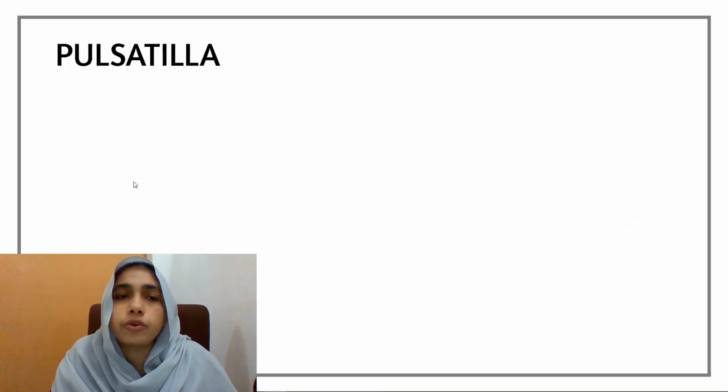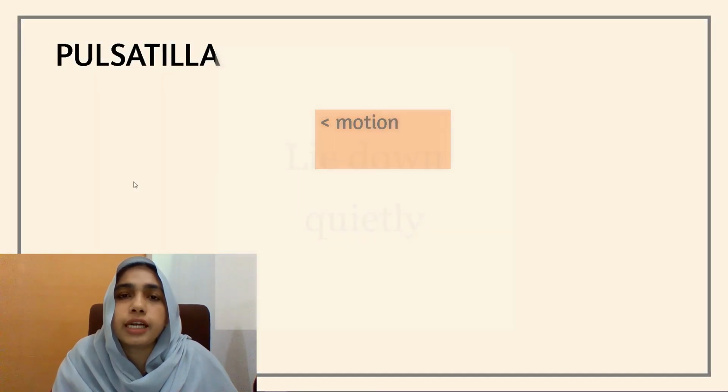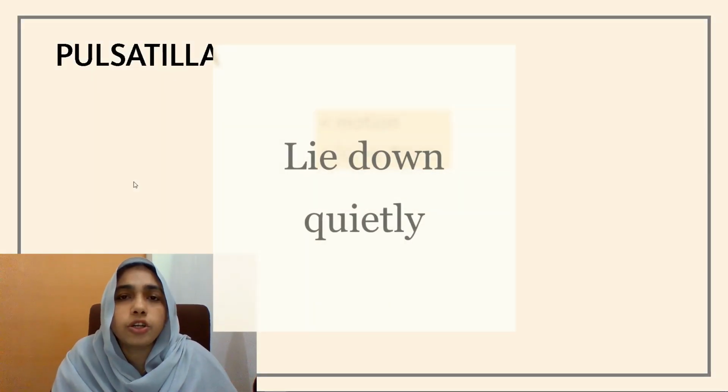The first remedy I'm going to talk about is Pulsatilla. In Pulsatilla, the pain during the periods starts even before the periods begin. A few days before the periods begin, the pain will start. During the pain, the patient wants to sit down quietly. They don't want to move about. So they'll be sitting down quietly with the pain.